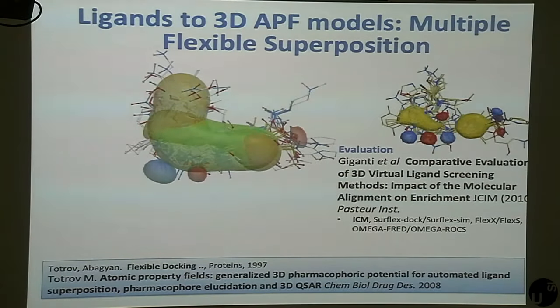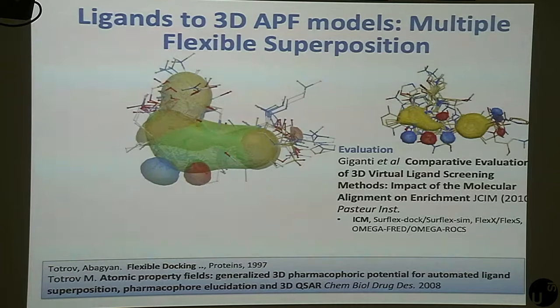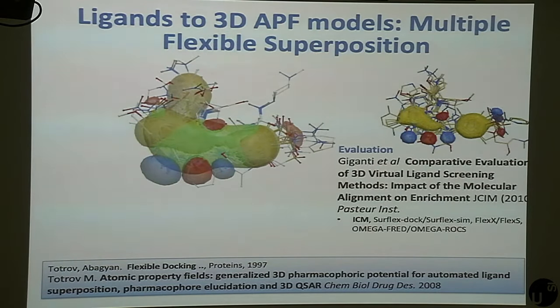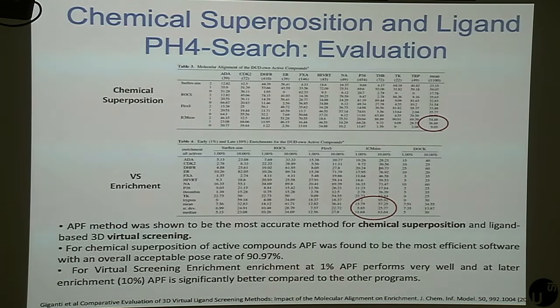In ICM, we started from multiple active molecules and said, superimpose all of them. They're completely different, and you see they start forming some features, and we see at the end what's common to that cloud: some hydrogen-bonding donors, acceptors, some hydrophobic surface, and the shape. Now you can take the target and generate the fields from that, and start docking new molecules to that shape to find some new candidates. This is totally ligand-driven, not receptor-driven. This was evaluated by independent people, Giganti et al., and we came up with the best method both for chemical superposition and for virtual screening enrichment using this shape.